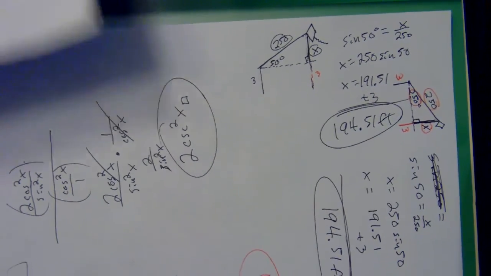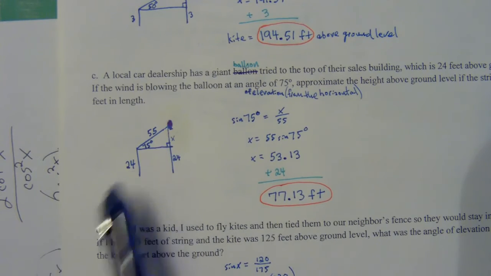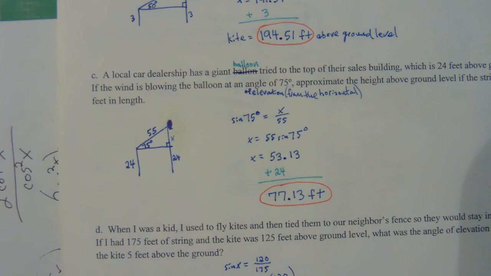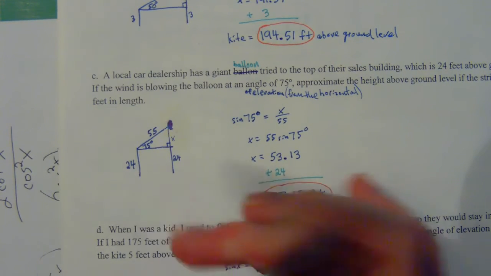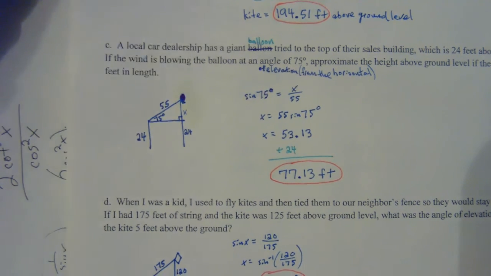All right, so letter C is the same thing. You've got this balloon problem on top of a building that's 75 degrees. It tells you that string is 55, so that's just like the kite problem right there. So that's exactly like letter B. So B and C, maybe that's a good hint to know how to do that. I mean, it's the same exact problem. You've got 2 of them right there, so practice on your own.